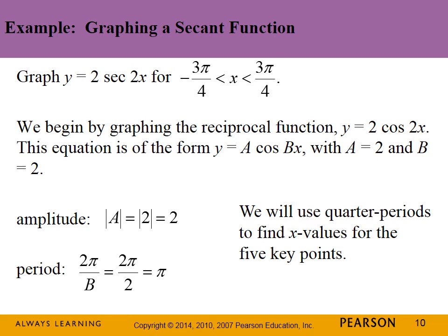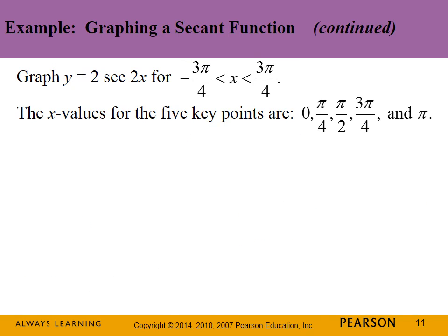So we're going to use quarter periods to find x values for the 5 key points. Remember that the first x value occurs when the expression inside the cosine is equal to 0. So we set 2x equal to 0, and that gives us x equals 0. And then we're going to go up in increments of period divided by 4. The period was pi, so we go up in increments of pi over 4. That gives us 0, pi over 4, pi over 2, 3 pi over 4, and pi.